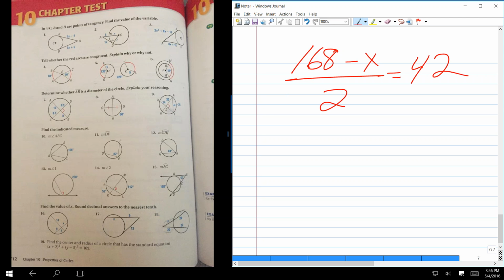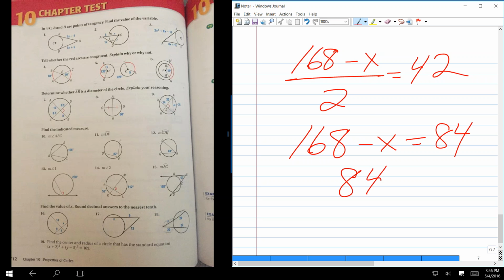Now it's an algebra problem. So 168 minus x equals 84. Move the x over, move this over. I get 84. Oh, I see what I did. I divided after. Now, does 84 make sense?